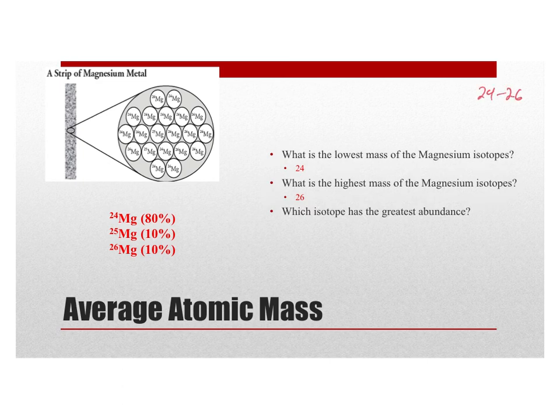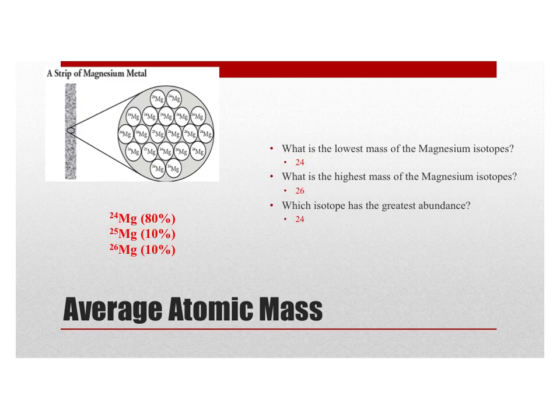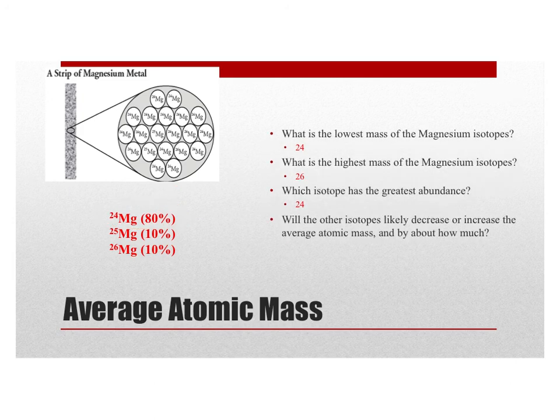What's in the greatest abundance? Magnesium-24 is at 80%, so that is the one that is most abundant. Will the other isotopes likely decrease or increase the atomic mass? We know it's going to be somewhere close to 24. We know it's between 24 and 26. And we know that these ones are bigger, 25 and 26 are bigger than 24. So this is going to end up being greater than 24. Not as big as 25, because 25 isn't most abundant, but it's got to be somewhat greater than 24.